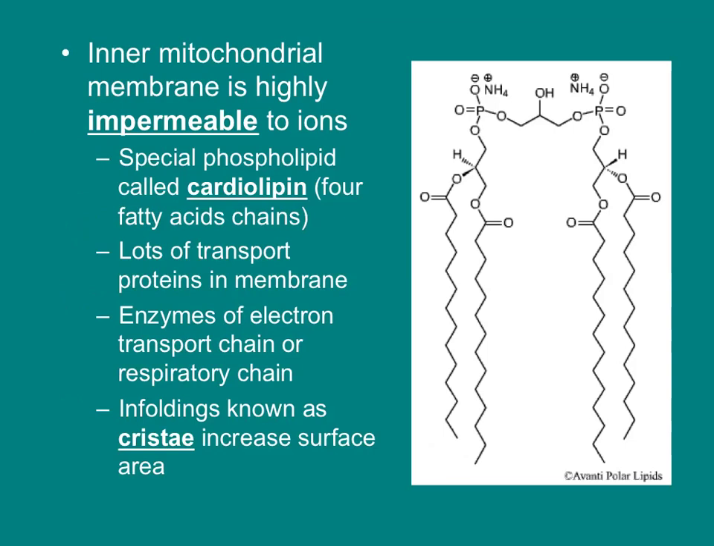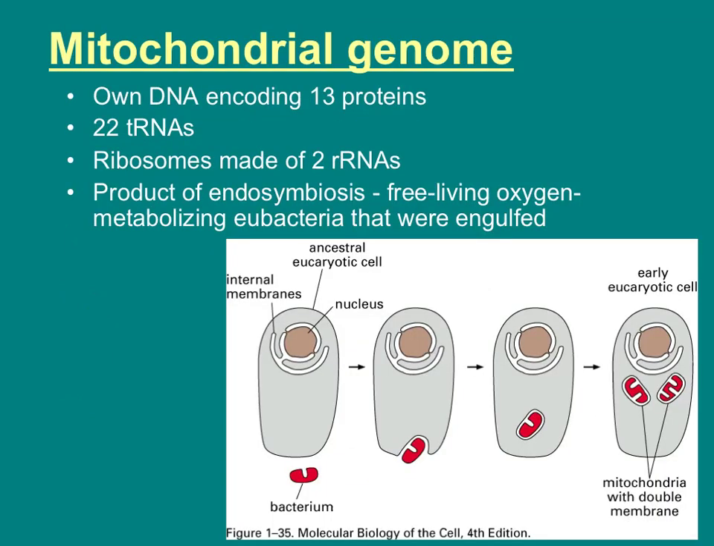What's really interesting about this is this particular phospholipid helps to hold the enzymes in the inner membrane. So this is found in the inner membrane of the mitochondria, not in the outer membrane. Those enzymes that are part of the electron transport chain are held in place, and part of that's because of this structure of cardiolipin. All right, I think that's good enough for that.